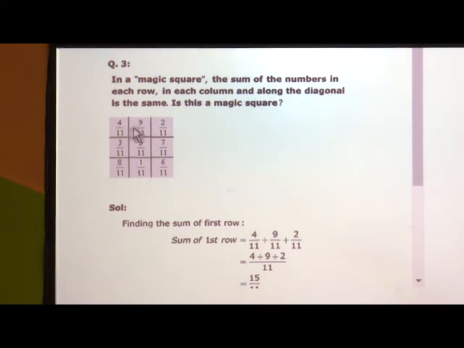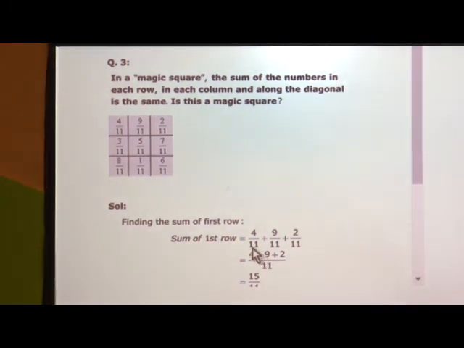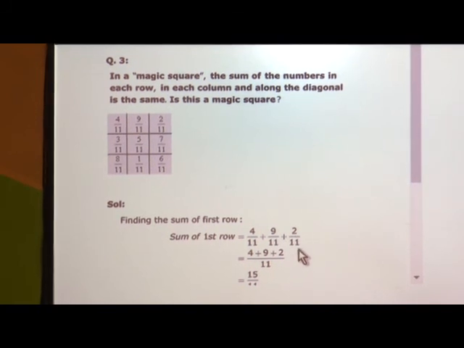Additions in a horizontal way, additions in a vertical way, and additions across. First we will learn about the sum of the first row. What will be the sum? Sum means addition. Here we have to add 4 upon 11 plus 9 upon 11 plus 2 upon 11. All the denominators are the same, so we can write a common denominator of 11. Only when the denominators are the same can we perform the operation.